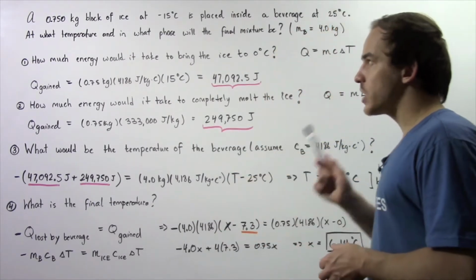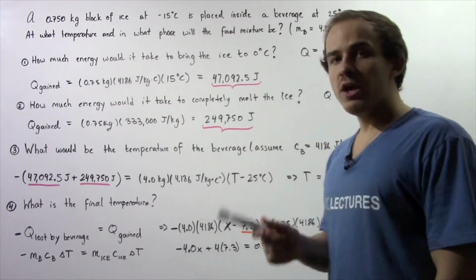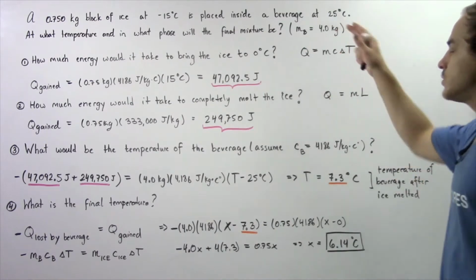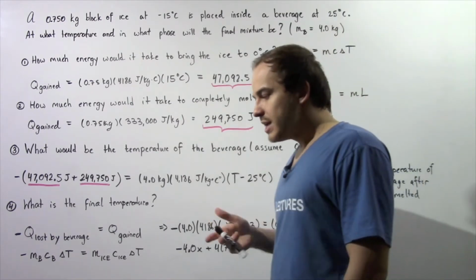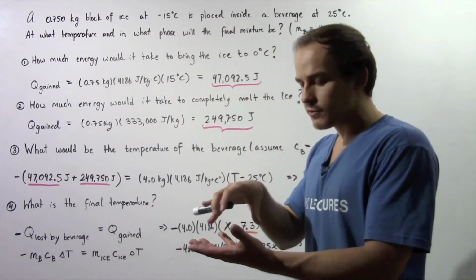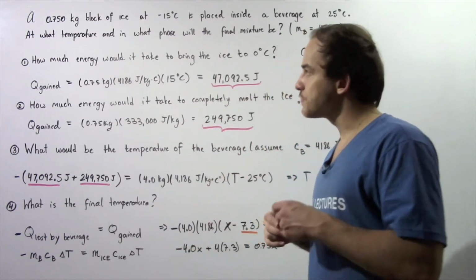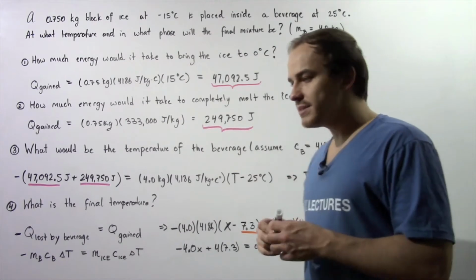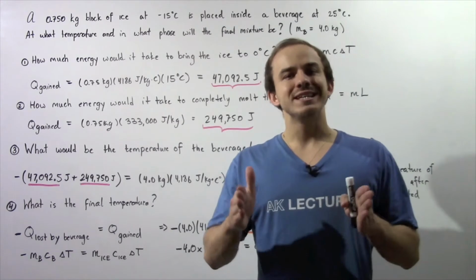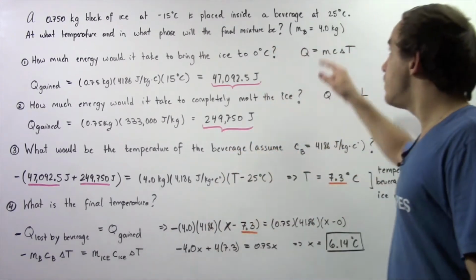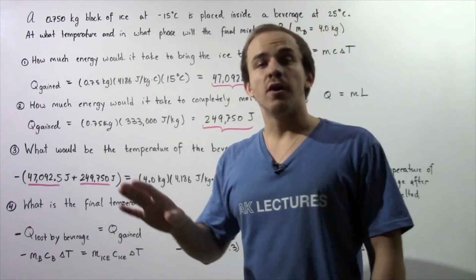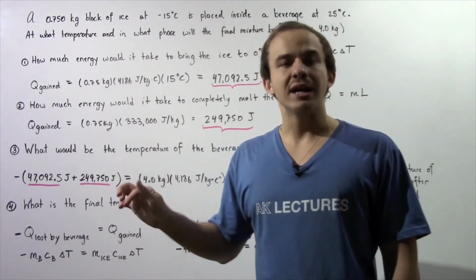Now, at what temperature and in what phase will the final mixture be, assuming that the mass of the beverage is 4 kilograms? So let's begin by taking the ice, placing it into the beverage, and then realizing what happens. So the first thing that happens is energy begins to flow because there is a difference in temperature.